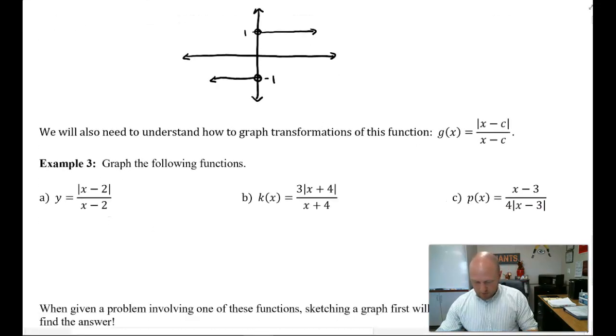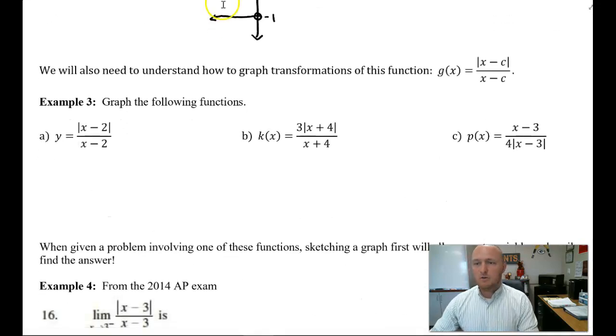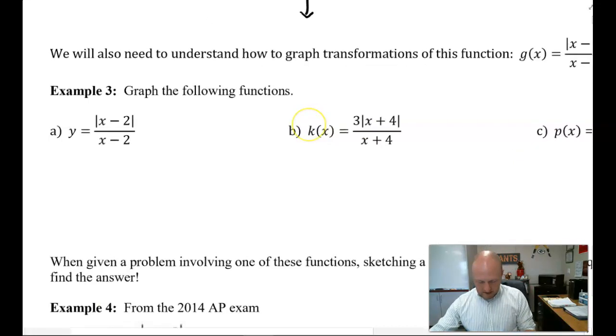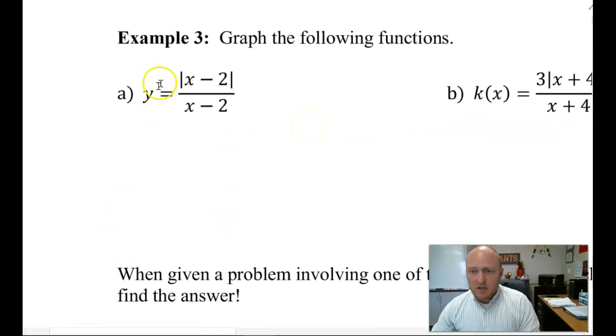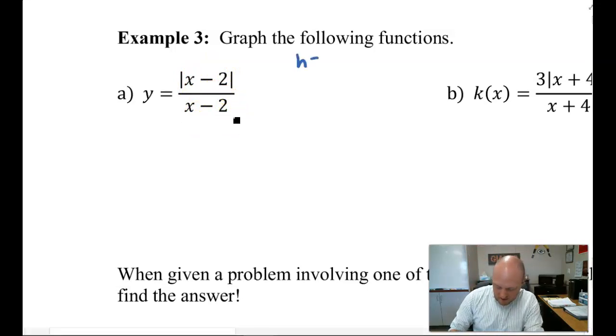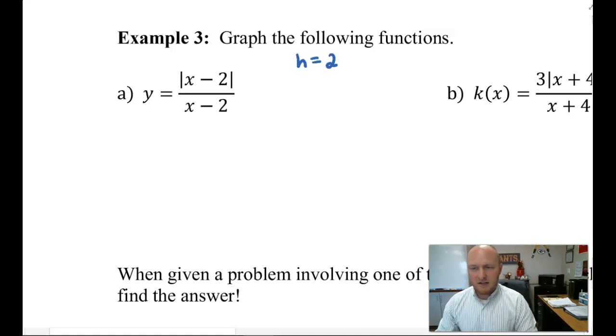All right, example number 3. You need to understand how to graph transformations of this function. And the good news is it's the same transformations that we've been working with in Accelerated Math 1, Accelerated Math 2, Accelerated Math 3. All the graphical transformations, regardless of where you study, they're the same. So let's go ahead and look at example A. Here I have the absolute value of x minus 2 over x minus 2. Well, here, at least if you've studied here at my school or in my class, we have an h value, which is a positive 2. And we're going to the right 2 units.